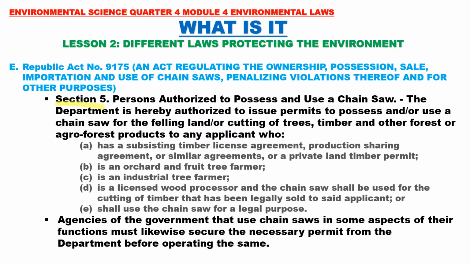Section 5 of RA 9175 enumerates the different persons authorized to possess and use a chainsaw. Letter A has a subsisting timber license agreement, production sharing agreement, or similar agreements, or a private land timber permit. B is an orchard and fruit tree farmer. C is an industrial tree farmer. D is a licensed wood processor, and the chainsaw shall be used for the cutting of timber that has been legally sold to the said applicant. And letter E shall use the chainsaw for a legal purpose. Agencies of the government that use chainsaws in some aspects of their functions must likewise secure the necessary permit from the department before operating the same.